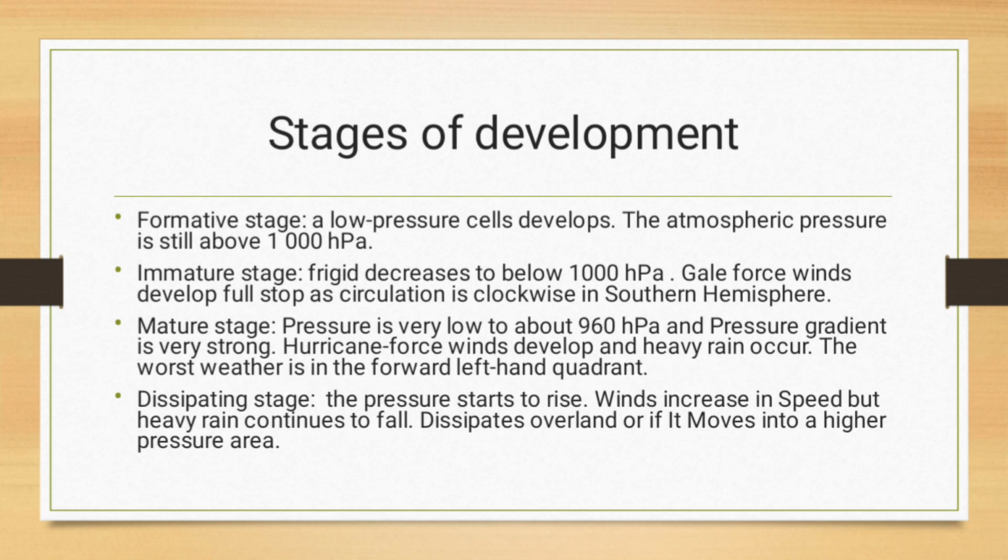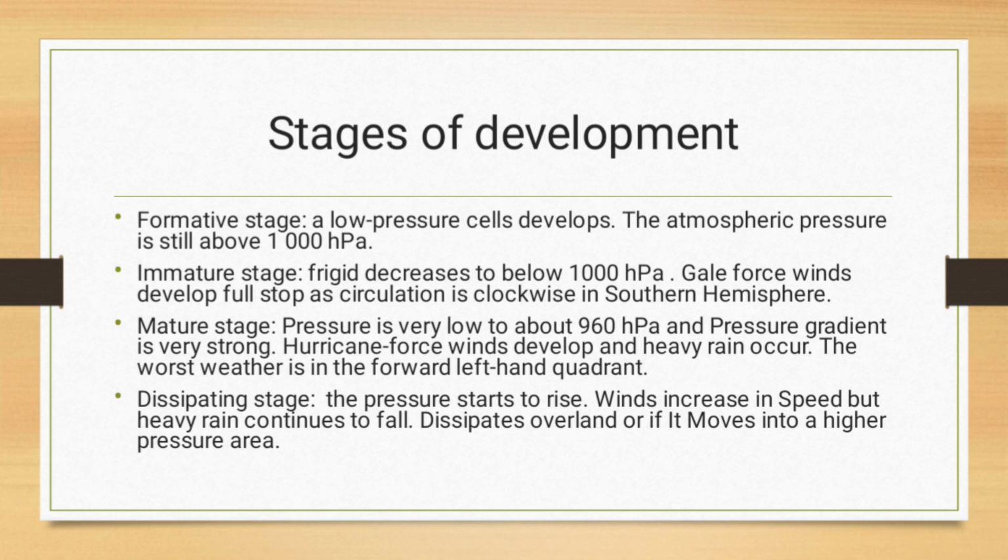Now, moreover, for a tropical cyclone to develop, it must undergo stages of development. Number one, formative stage, where it forms. It is a low pressure cell. A low pressure cell is going to develop. The atmospheric pressure is still above 1,000 hectopascals.